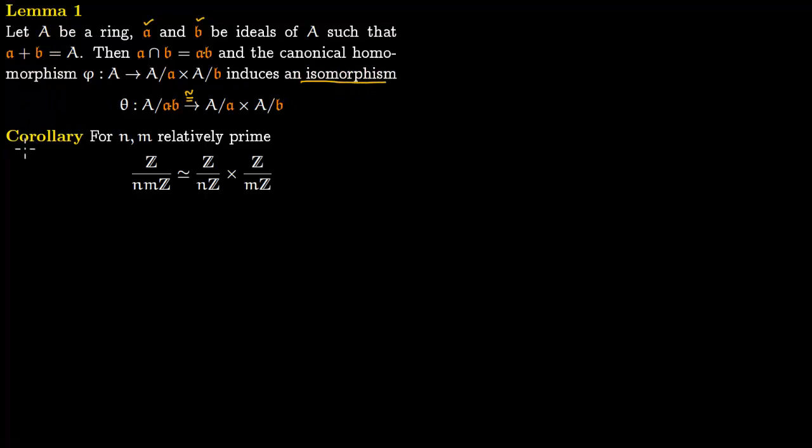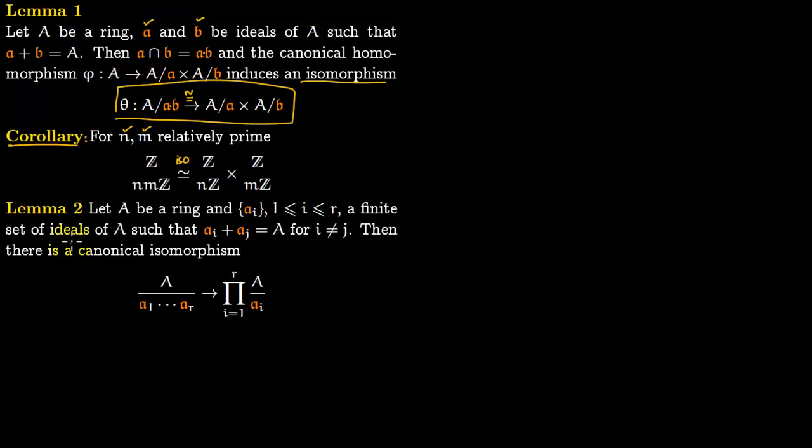We have already seen in elementary group theory that for n and m relatively prime integers, Z over nmZ is isomorphic to Z over nZ times Z over mZ. That is just a corollary of this lemma 1. So this just follows from here. So we can extend this result further in lemma 2.